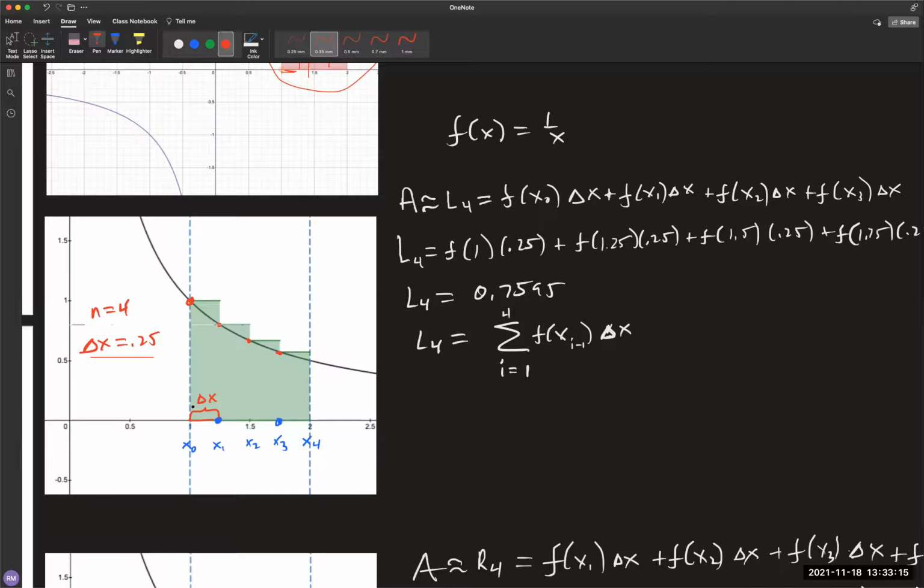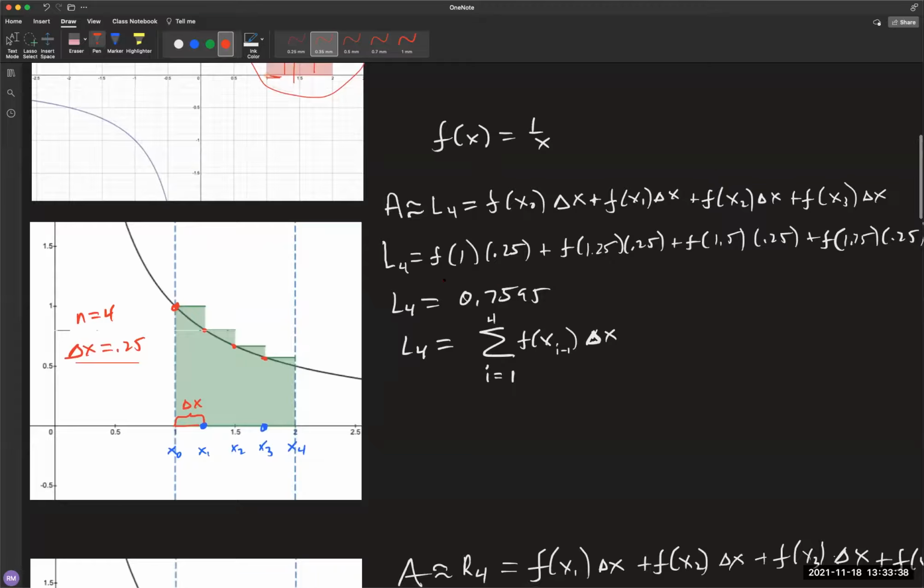Your height of the rectangle will be here, f of 1. And then the height of this is f of 1.25, and then f of 1.5, f of 1.75. And to get that delta, again, it's 2 minus 1. That distance is 1 divided by 4. So that's where that 0.25 comes from.